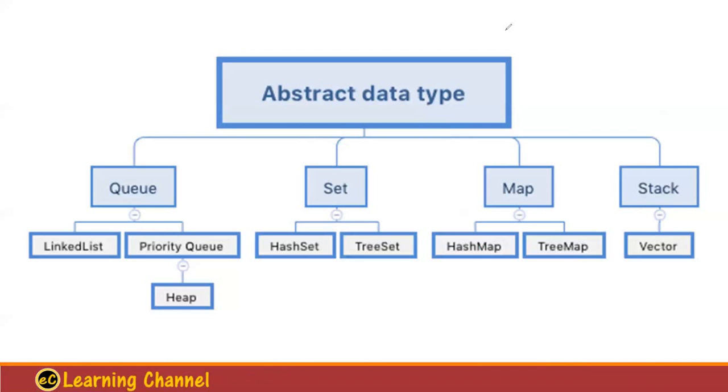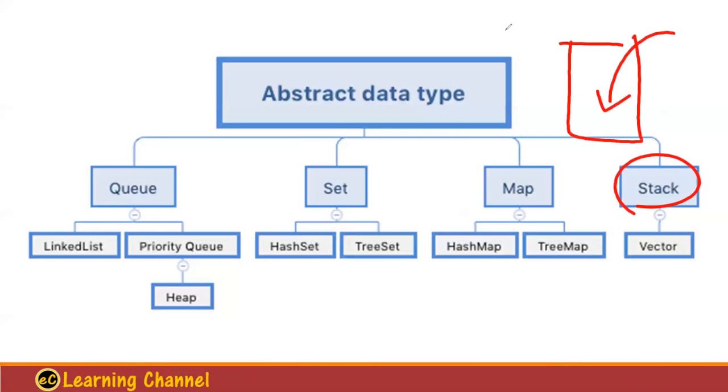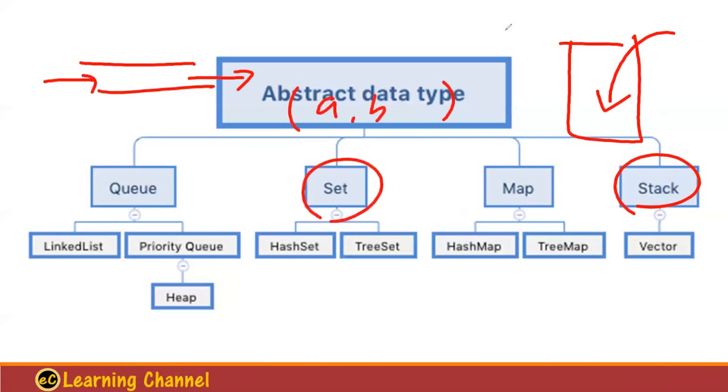So here we have the stack. Stack is what? First in, last out. Queue is actually first in, first out. Set is no order, so actually it's also TFT. You have A, B, C, and then it's no order.